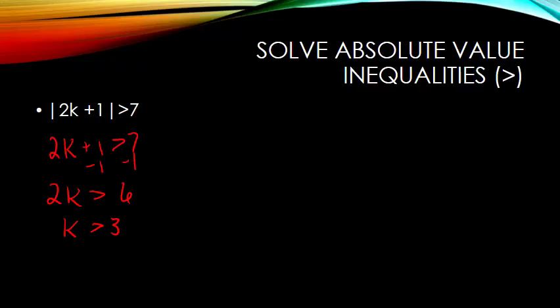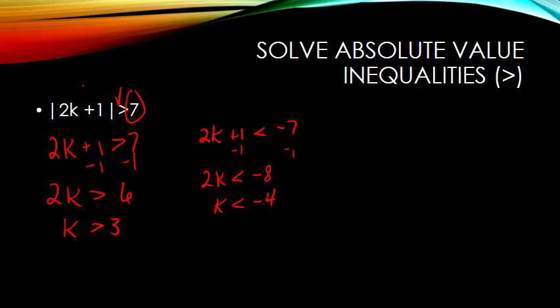Now, when we do case 2, remember we got 2k plus 1. And not only are we going to make this 7 a negative 7, but we're also going to flip that inequality. So now it's 2k plus 1 is less than negative 7. Again, we're going to subtract 1 from both sides, and we're going to have 2k is less than negative 8. Divide both sides by 2, and k is less than negative 4.